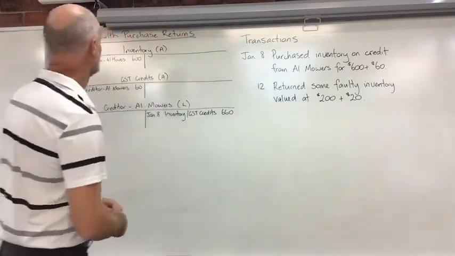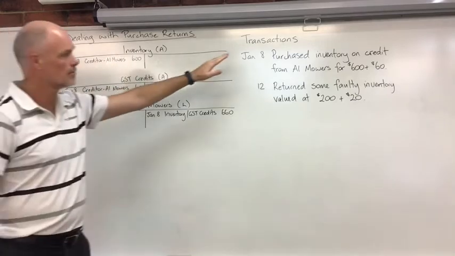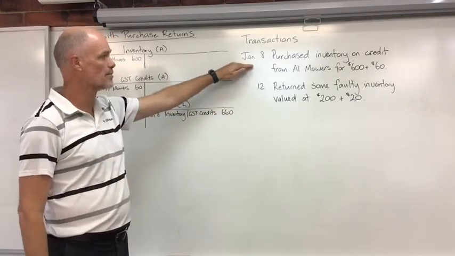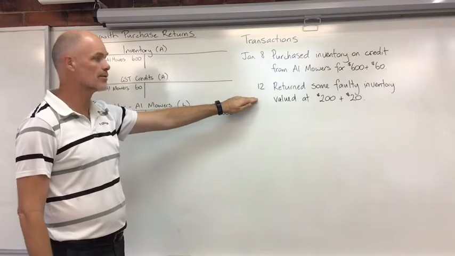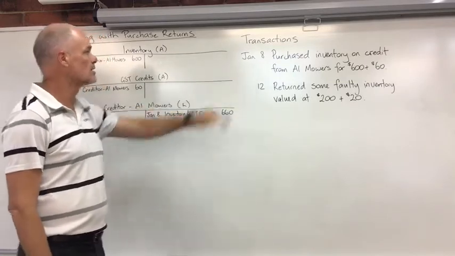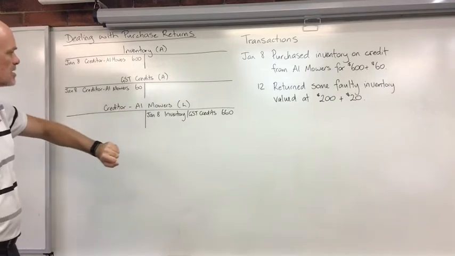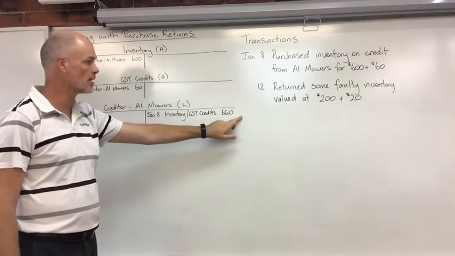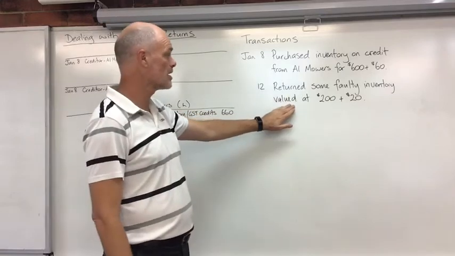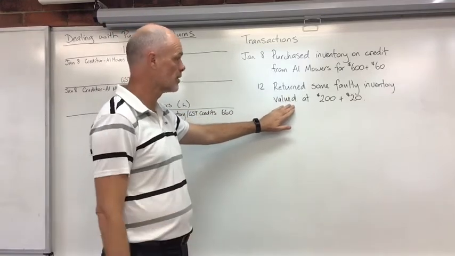So ultimately, with a purchase return, we've got a couple of transactions, one where we purchased the inventory and then we've returned some of that inventory. So on January 8, we purchased $600 worth of inventory, $60 GST, and we owe $660 to our creditor. And then on the 12th, we've returned some of that faulty inventory.